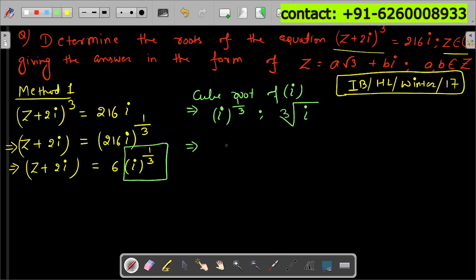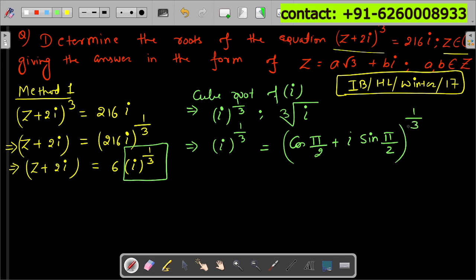How can we find it? It's very simple. So i raised to power 1/3. How can we write i? i can be written in this form: cos π/2 + i sin π/2. This is i, raised to power 1/3. Since we have to find multiple roots because it's a cubic equation, we should have three roots. So we should write it in general form.